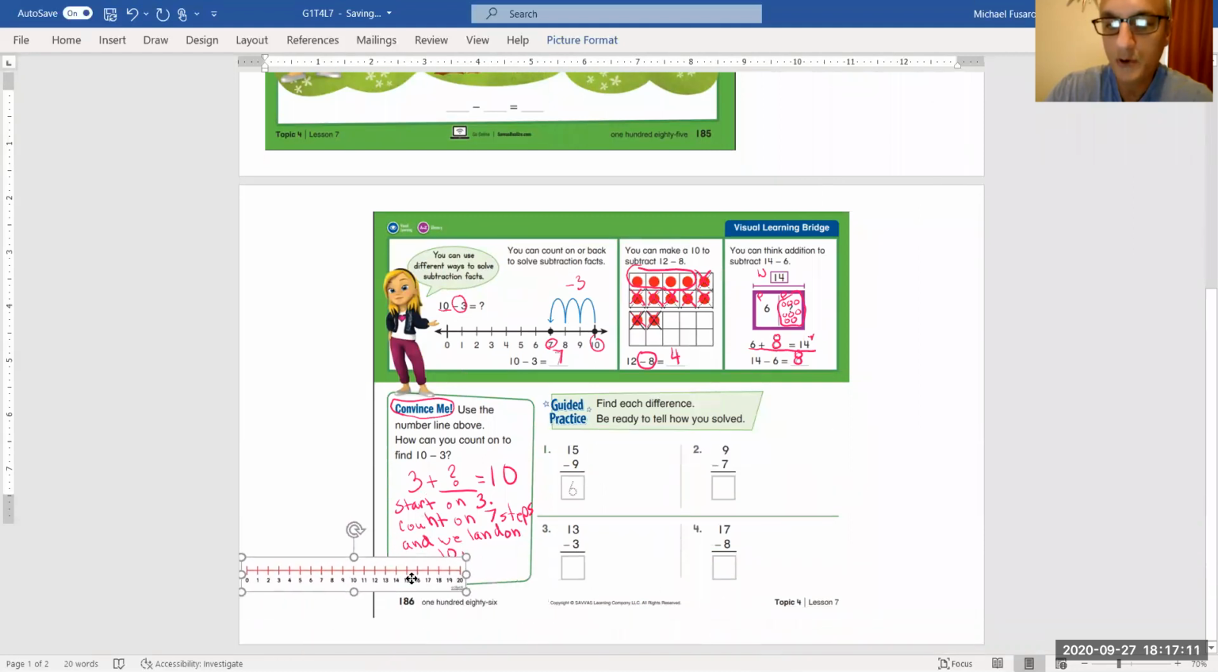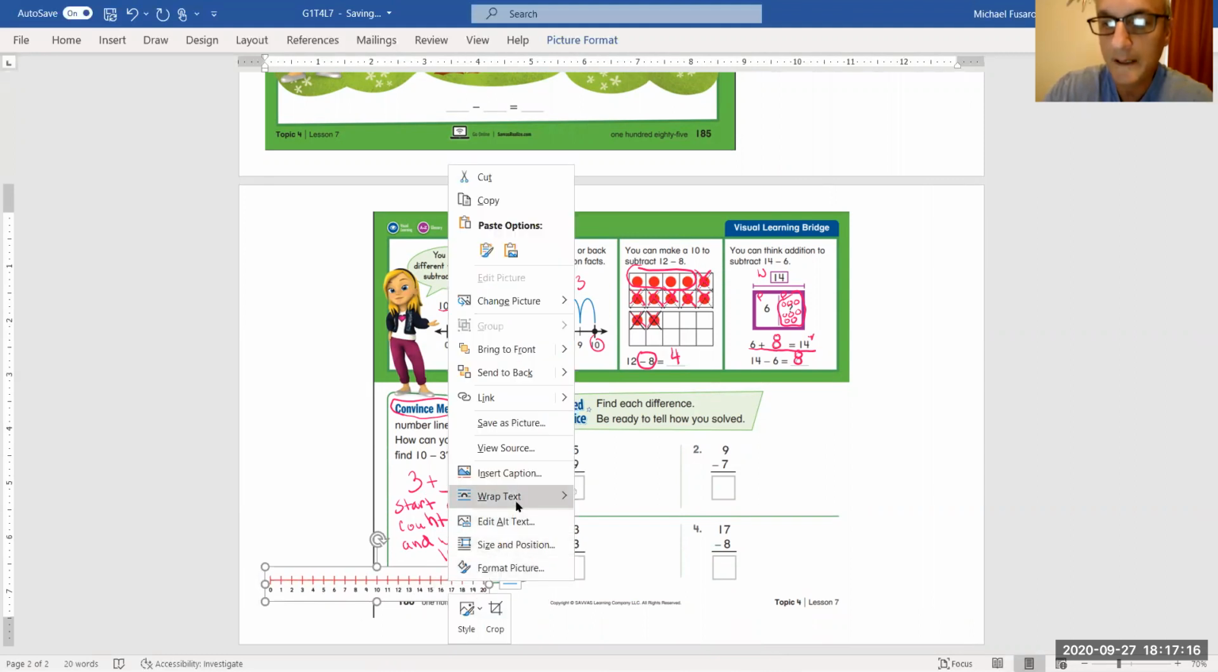Okay, and don't worry about drawing the number line. If you can, great. If not, don't worry about it, as long as you write in the words, okay?